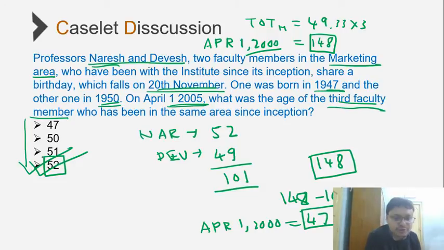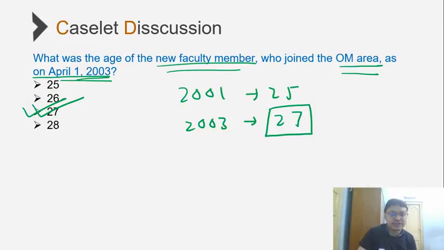So in the process, what we've done is we've solved all the 4 questions. What is important is, in such questions, don't fall for the trap of 47, because no, it's not 47, but it's as of April 1, 2005. So in April 1, 2000, it was 47. On 2005, it will be 52. Similarly, for the last question, it was not as on 2001, 25, but it was as on 2003. That is 2 years later, it will be 27.